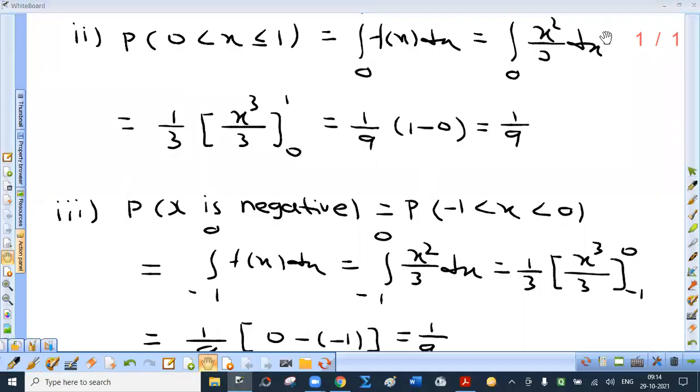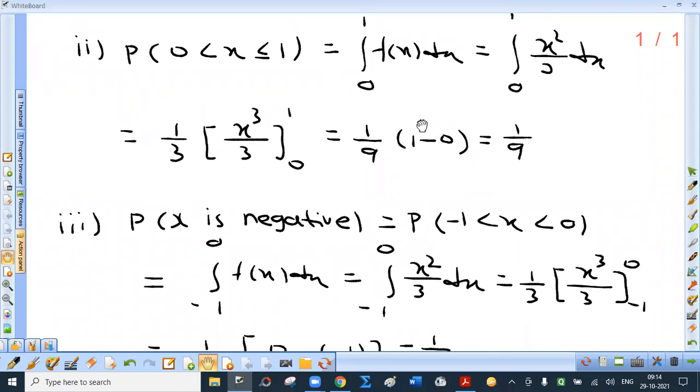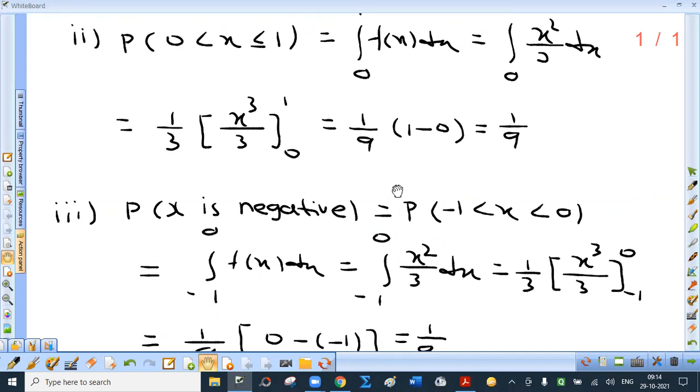Second part, find P of 0 less than x less than or equal to 1. So it is the integral 0 to 1 f of x dx, the integral 0 to 1 x square upon 3 dx, so 1 upon 3. What is the integral of x square? x cube by 3. So this is 1 upon 9, 1 cube is 1, 0 cube equal to 0, so 1 upon 9.